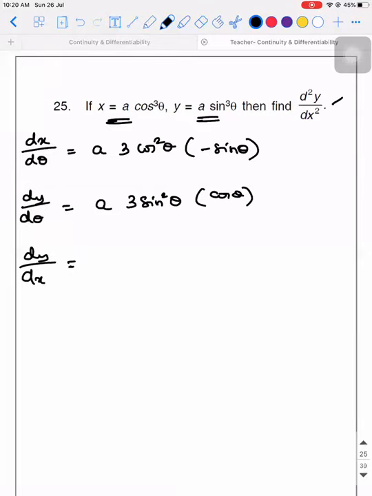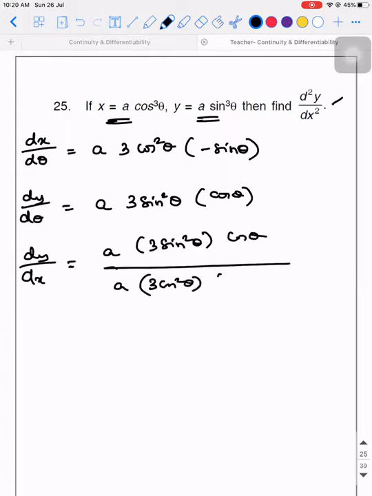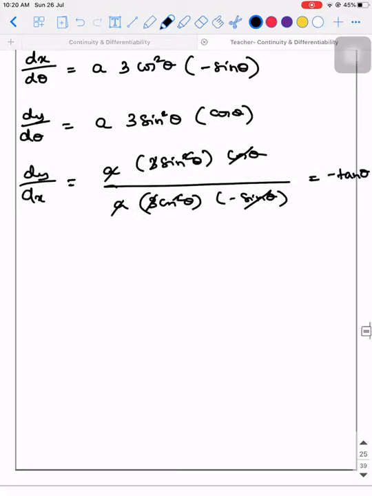So dy by dx will be, sorry, a into 3 sine square theta into cos theta divided by a into 3 cos square theta into minus sine theta. So 3a will get cancelled. One sine theta is gone. One cos is gone. What is that you're left out with? Minus tan theta. Accepted. So d square y by dx square will be equal to derivative of minus tan theta, which is minus secant square theta into d theta by dx, correct?